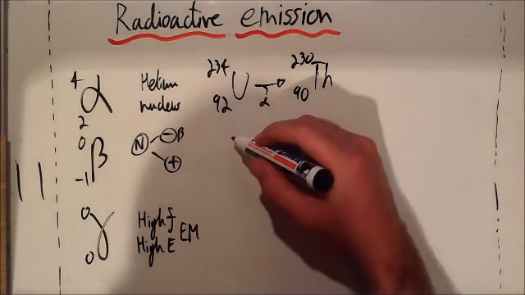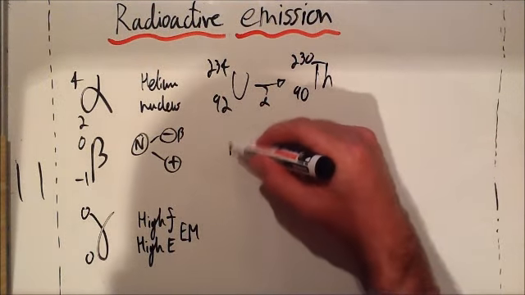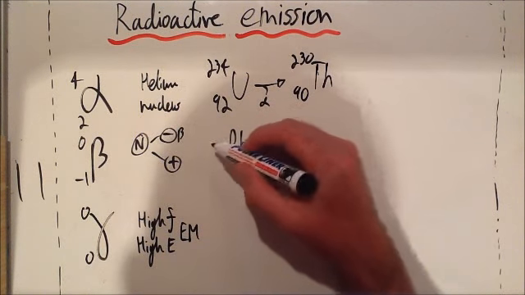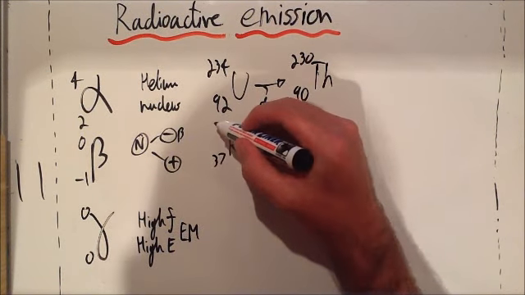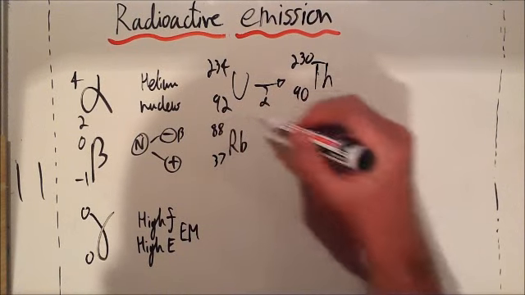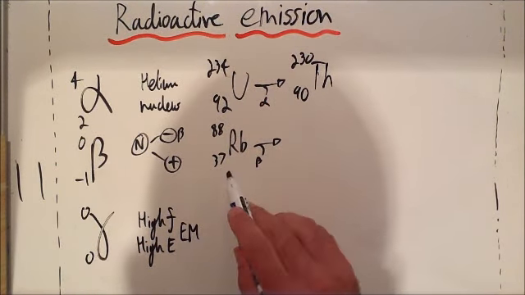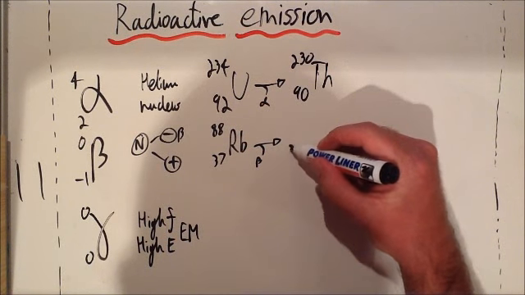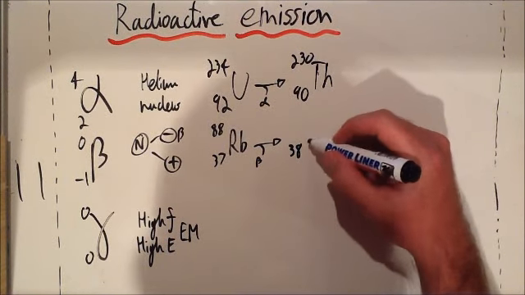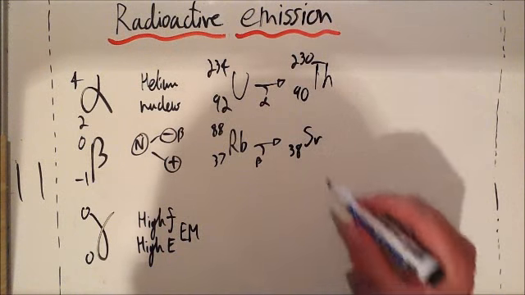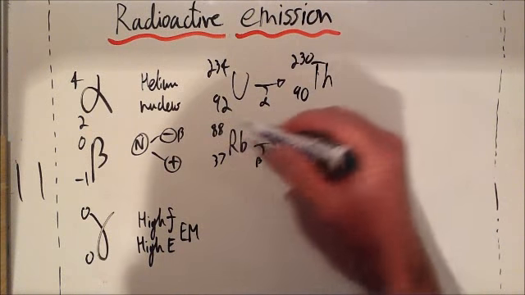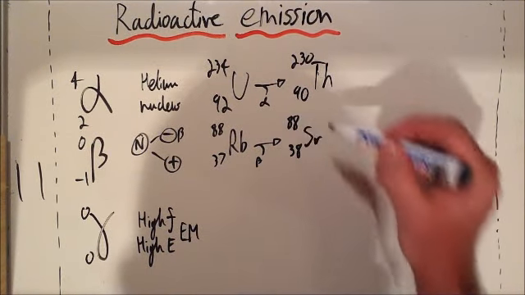When a beta particle is given off, let's pick rubidium, which has an atomic number of 37 and a mass number of 88. When we give off a beta particle, the atomic number goes up by 1, so that'll be 38, and 38 I think is Sr, which I think is strontium. And the mass number on the top stays the same.